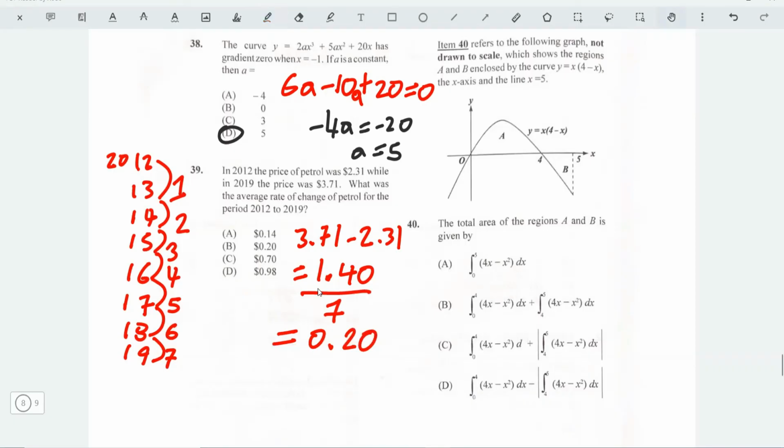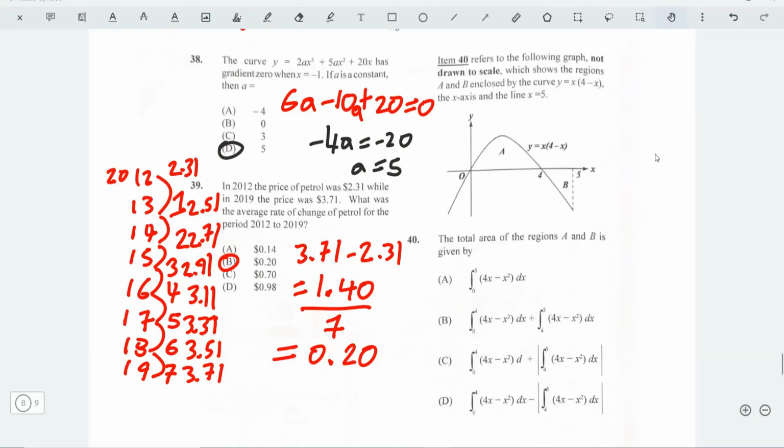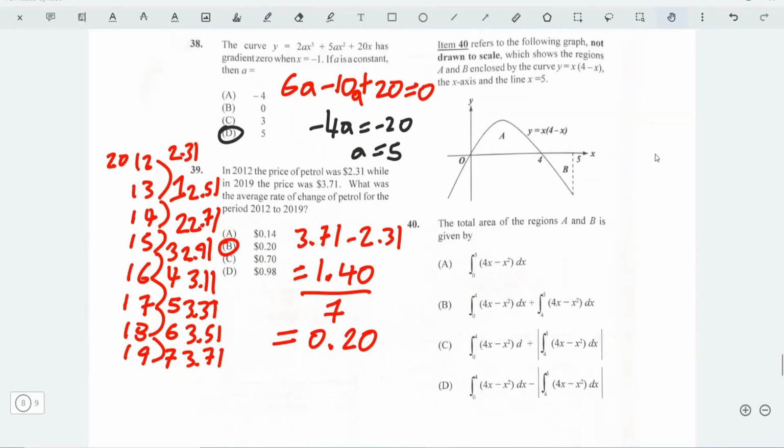So that's part B. If you check it out, 2012 it was 2.31, 2013 2.51, then 2.71, then 2.91, then 3.11, then 3.31, then 3.51, then 3.71. That's how it increased each year. So that's a sequence and series question. This is not really differentiation. I don't know why this is in module 3, but that's okay.